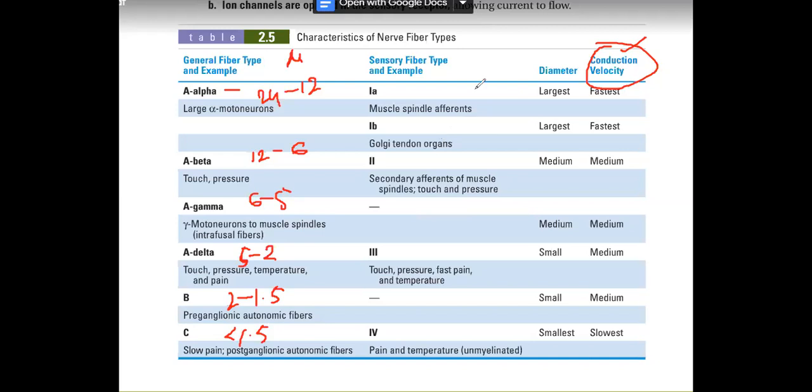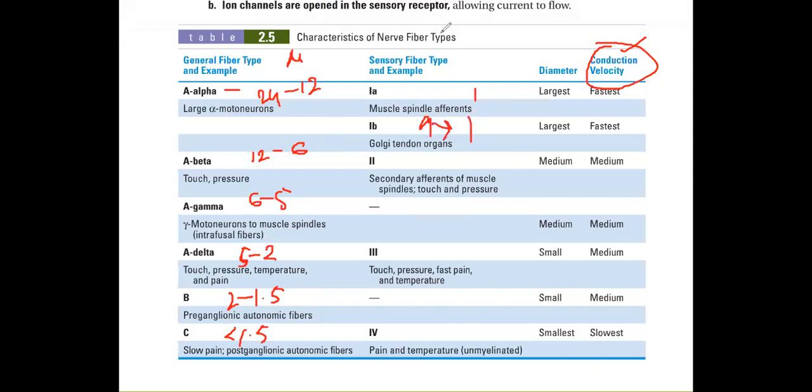So one oligodendrocyte was enough to myelinate one neuron, but nine Schwann cells were myelinating one neuron. So that was a difference in the myelination also.